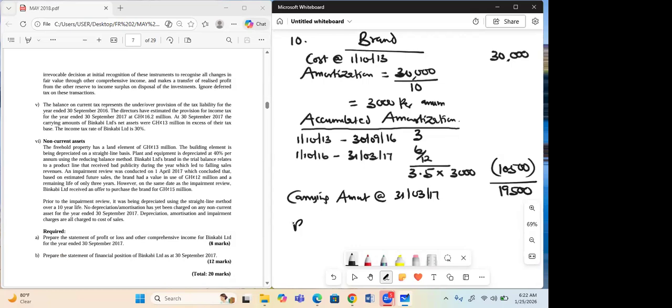So when we compare the recoverable amount, this is my working for impairment. So the recoverable amount is 15 million.